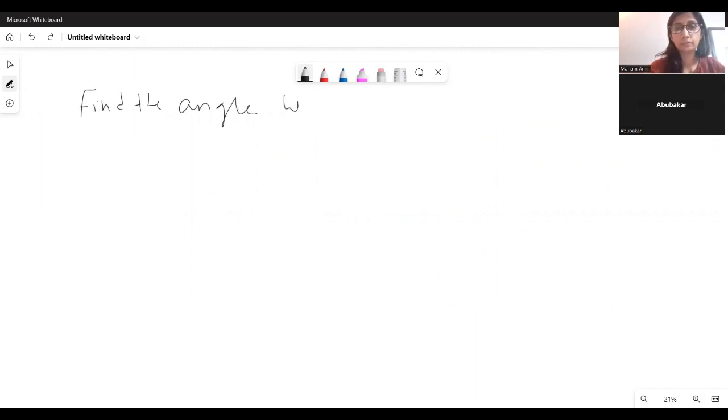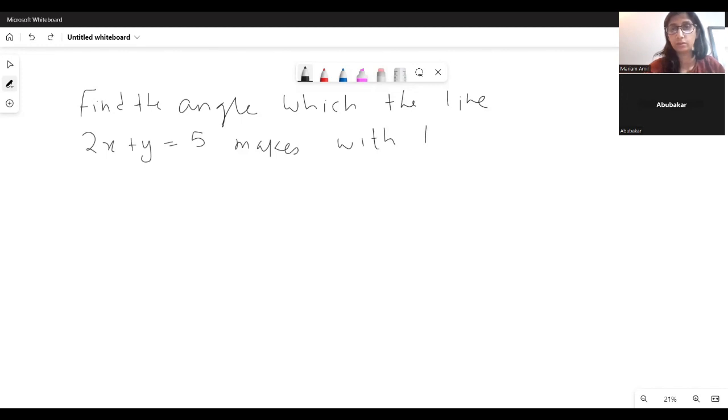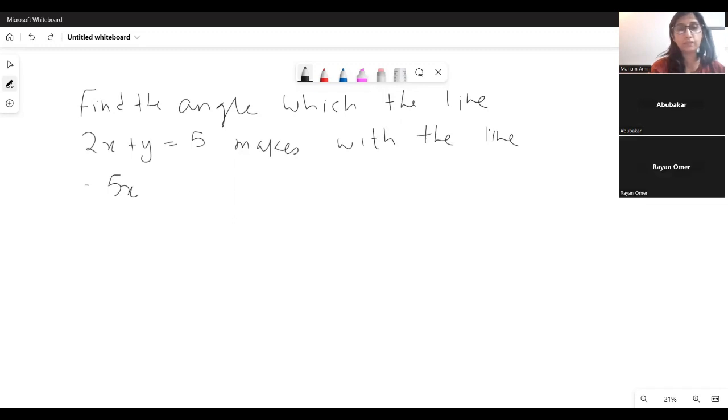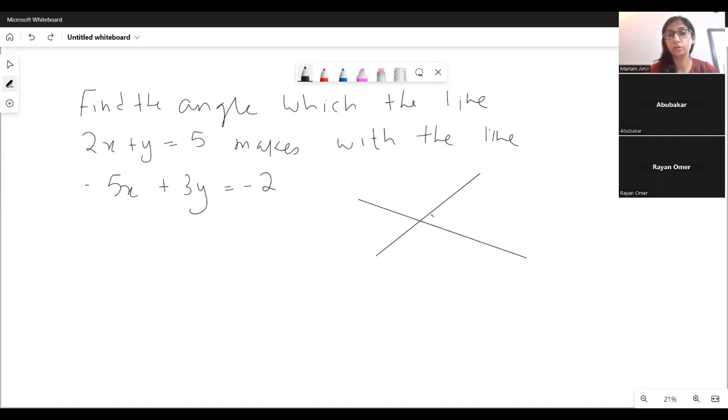Find the angle which the line 2x + y = 5 makes with the line -5x + 3y = -2. Find the angle which this line makes with the other line. So again, you need to find an angle between two lines.